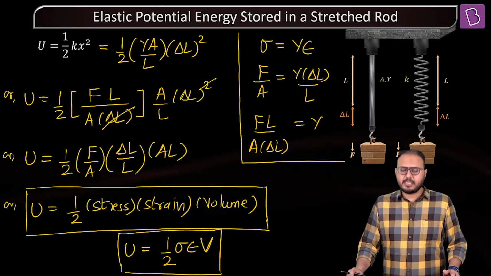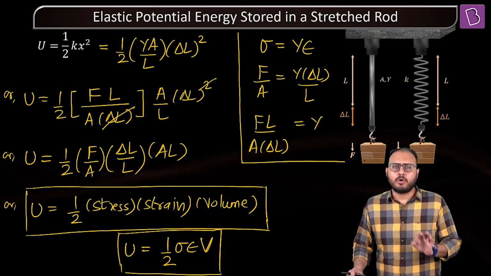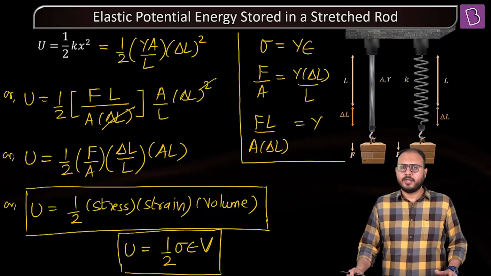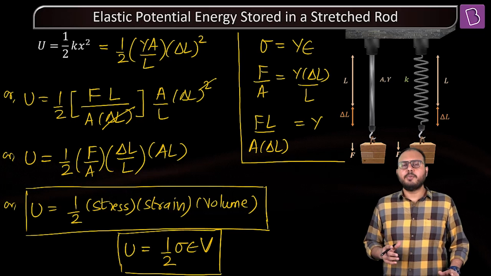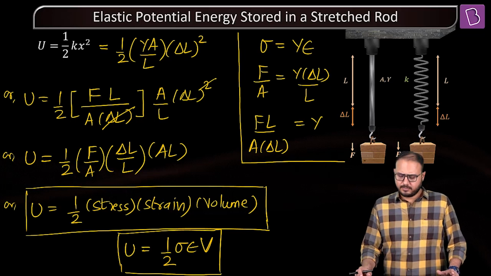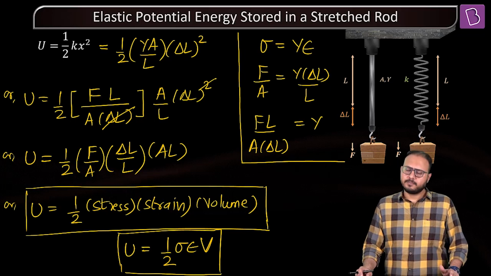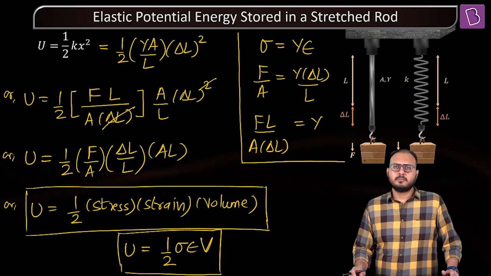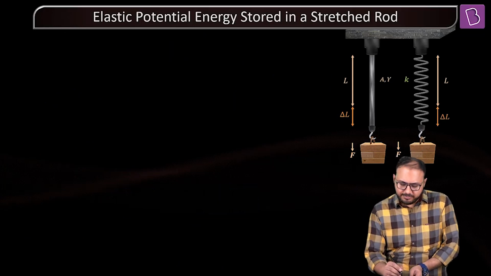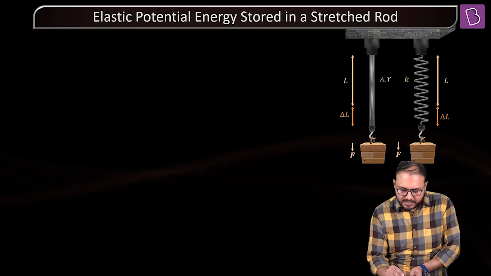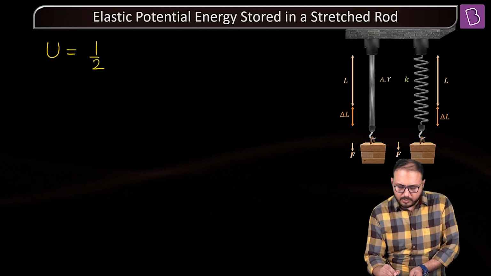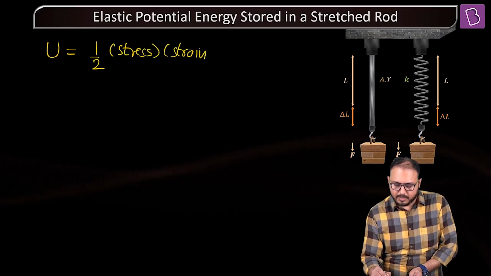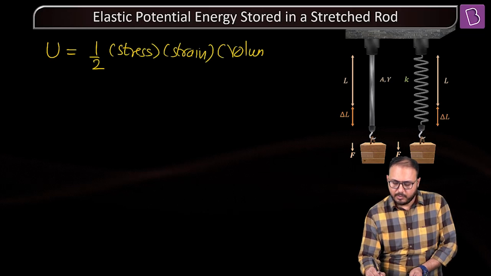What is this? This is energy in V volume of the rod. Correct, sir. Right. Do you want a much better, more precise formula? Yeah, why not? What did you just receive? Sir, we received potential energy U is equal to half stress, strain into volume.